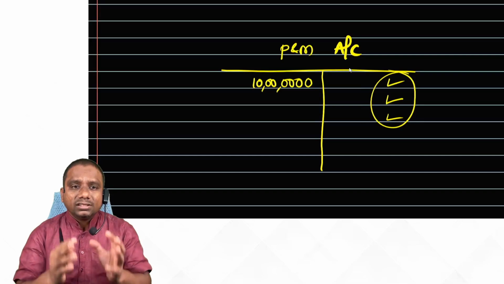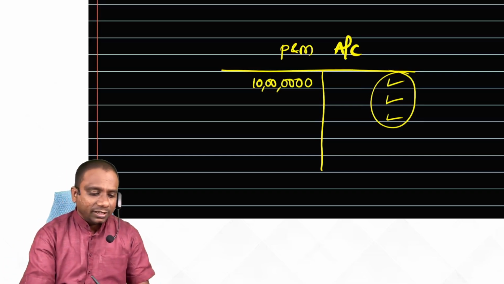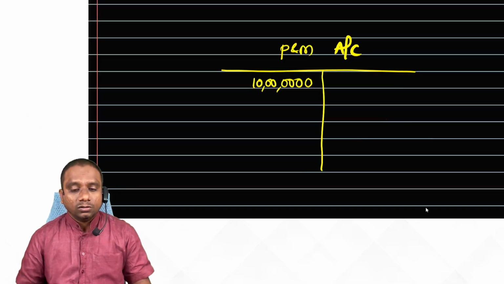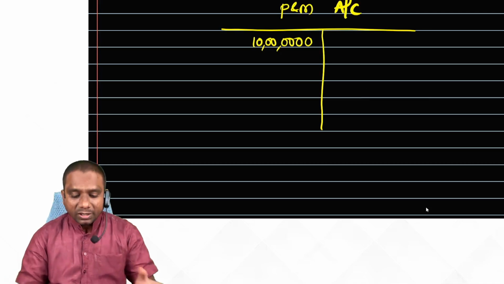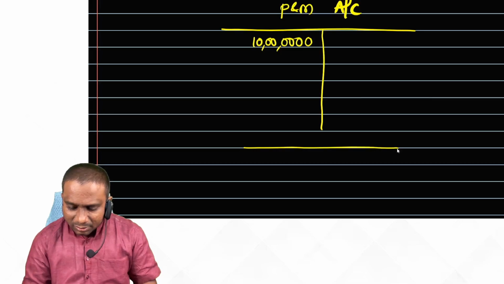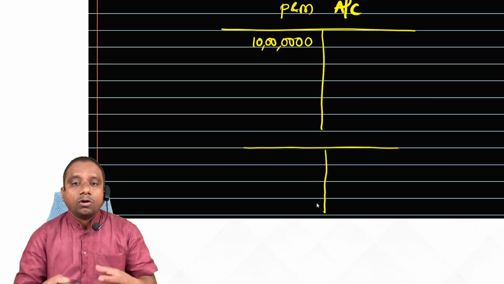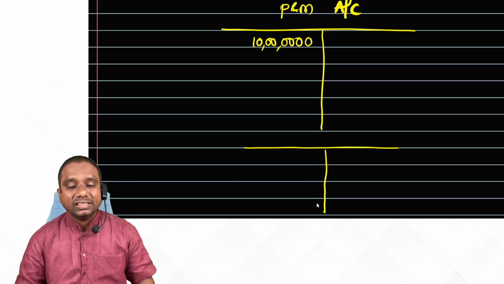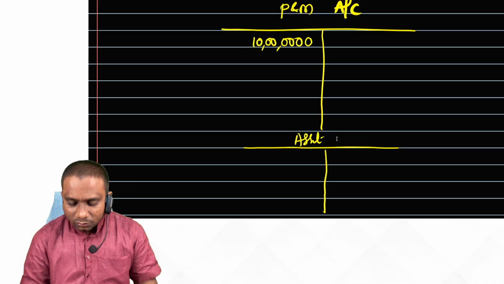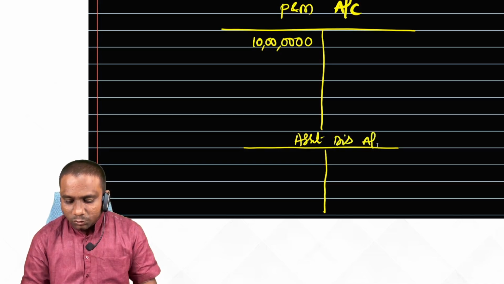Instead of doing this calculation in the plant and machinery account, we prepare a separate account to know the profit or loss on sale of asset. That is the asset disposal account.